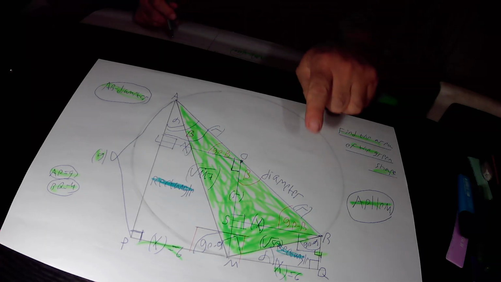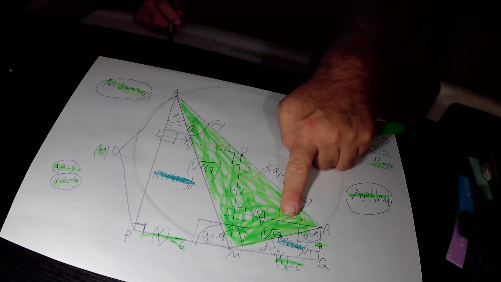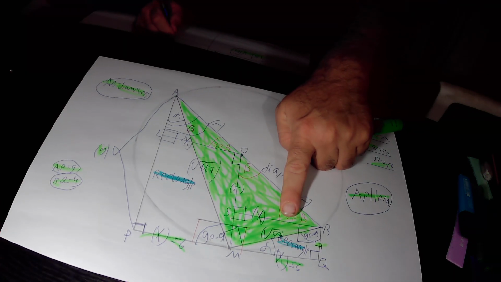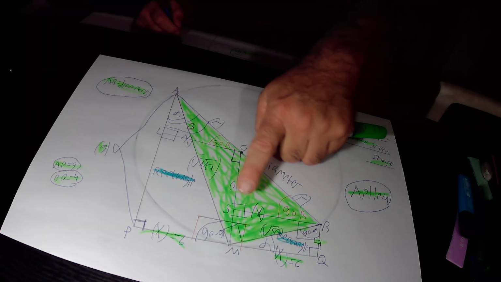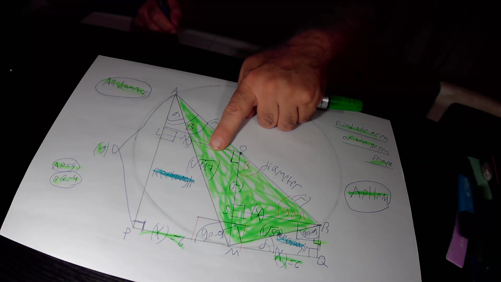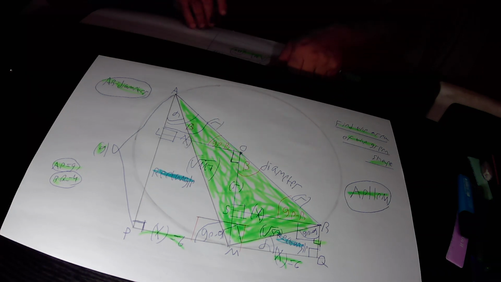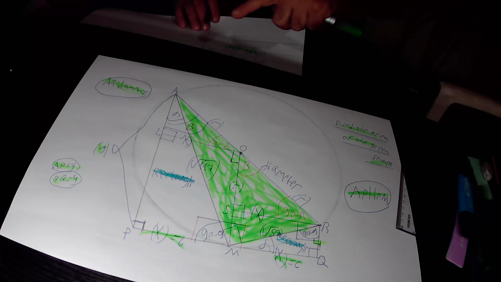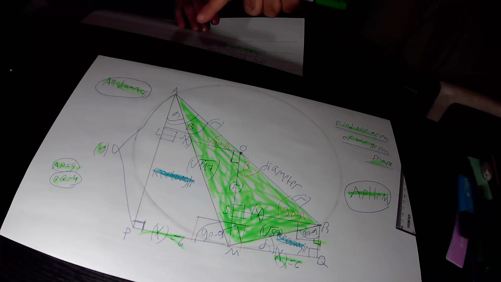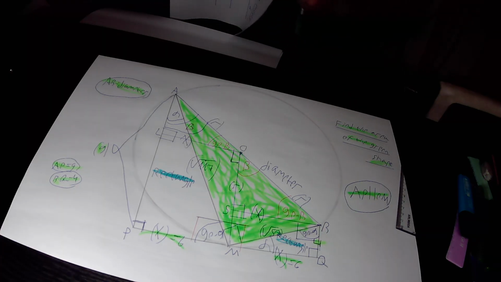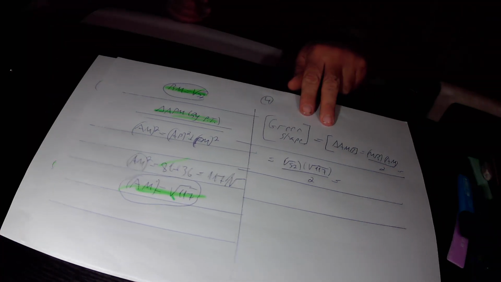We already found out that the base MB equals the square root of 52 units in its length, times the height MA, which we found equals the square root of 117 units in its length, divided by 2. So in total, the area of the green right triangle AMB is equal to the square root of 52 times the square root of 117 over 2.